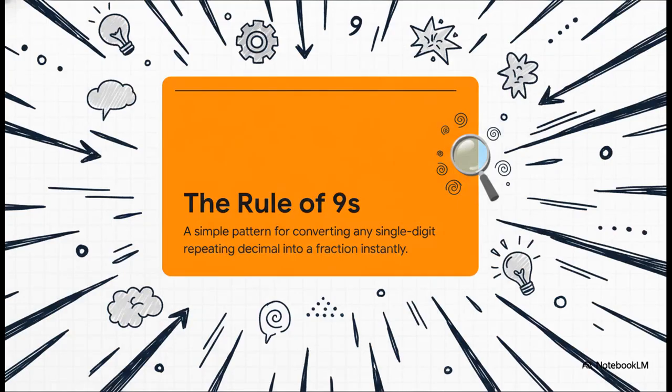And you're absolutely right, there is. We call it the rule of nines. And honestly, this is like a secret weapon. It lets you instantly turn any single-digit repeating decimal into a fraction. It's so simple, it almost feels like cheating.